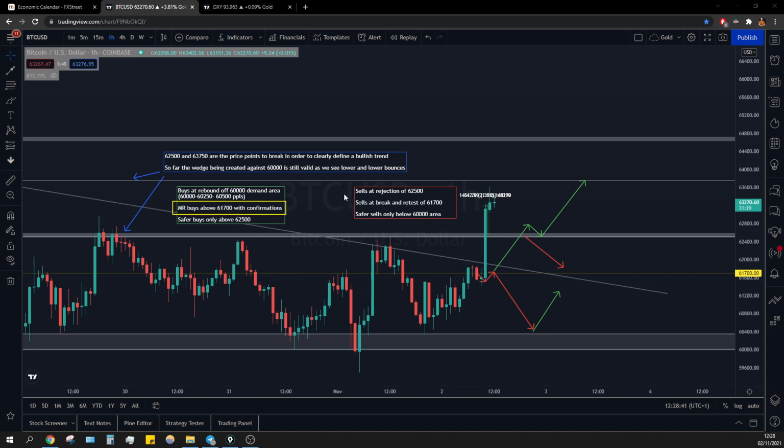As you can see, sell setup: break and retest of 61,700. We're going to see if there was an opportunity for sells or not. But as you can see here, how the buys played out, either from 61,700 and the safer buys above 62,500, ESA slash previous highs. So let's jump into the 1 minute time frame.